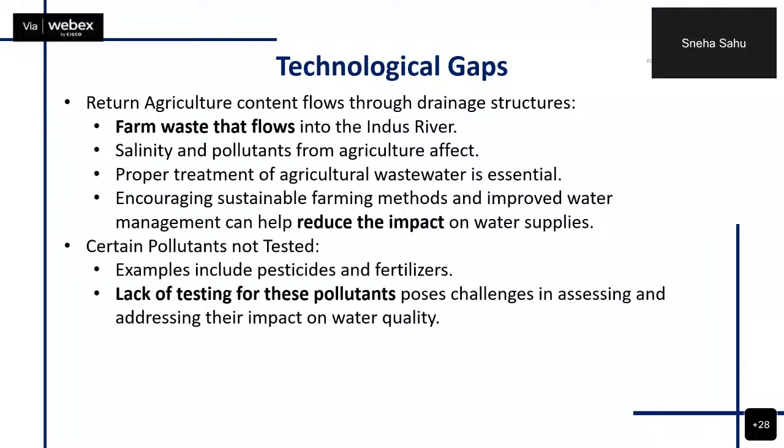Next issue is return of agriculture content through drainage structures to the river. The farm waste that flows into the Indus River through the sewage system contributes to water quality issues, salinity, and pollutants from agriculture. The last issue which I found is that certain pollutants are not tested, such as pesticide and fertilizer. Lack of testing of these pollutants poses challenges in assessing and addressing their impact on water quality.